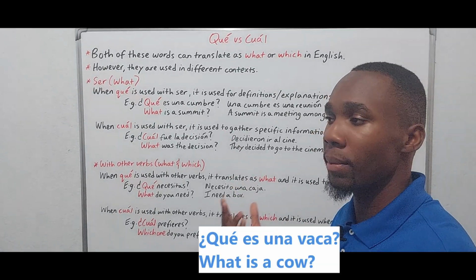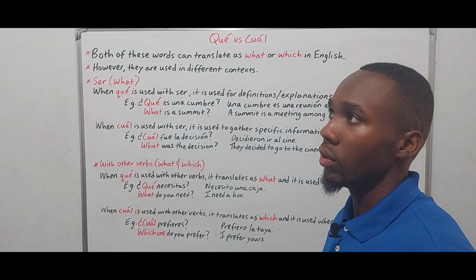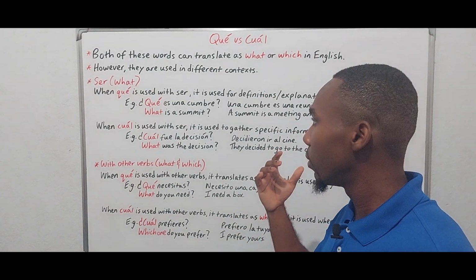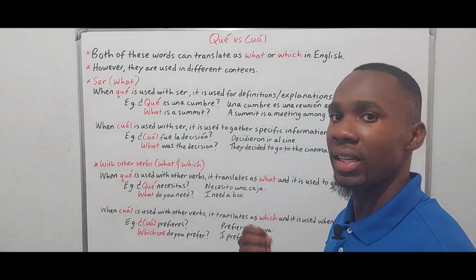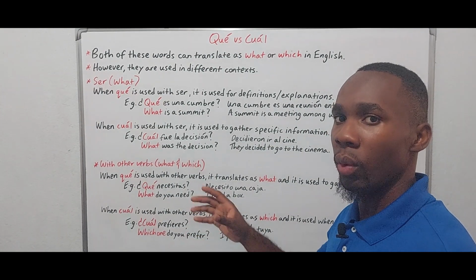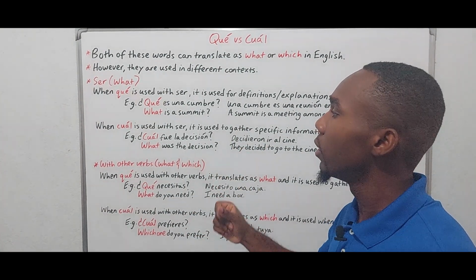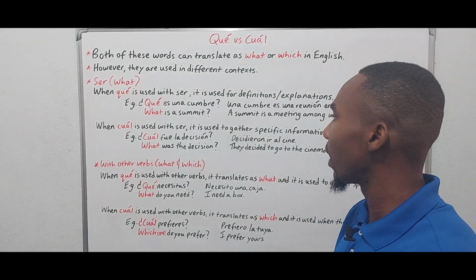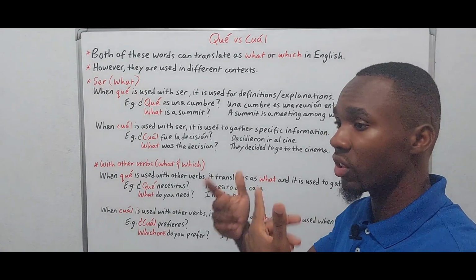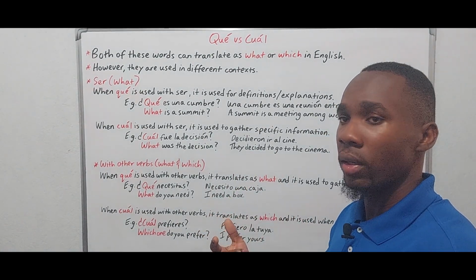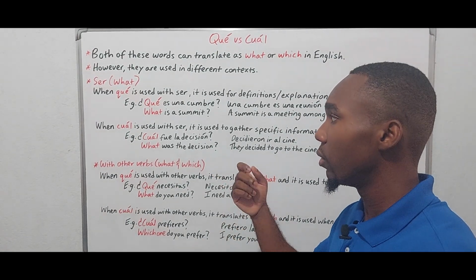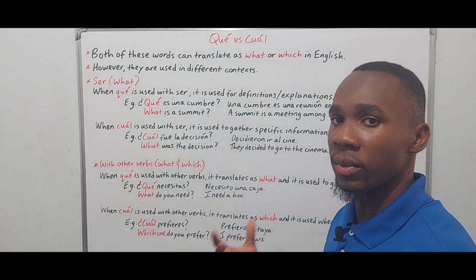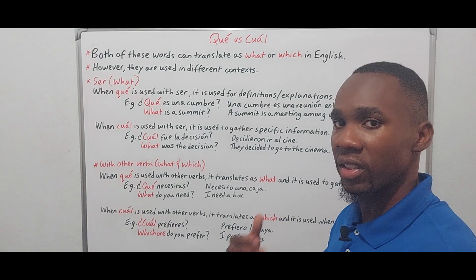I could ask, ¿qué es una vaca? ¿Qué es una montaña? Doesn't matter. But if we are trying to obtain a definition, we use que with the verb ser. Okay? On the other hand, when cuál is used with ser, it is used to gather specific information. So when we pose a question with the verb ser and we use cuál, we are trying to gather specific information, okay, or specific details.